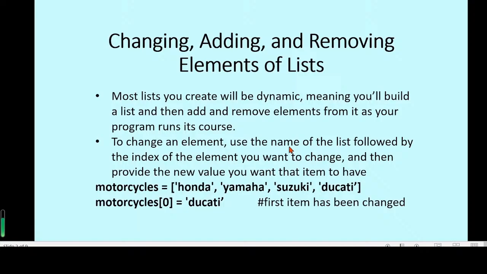Most lists you create will be dynamic, meaning you will build a list and then add and remove elements from it as your program runs its course. To change an element, use the name of the list followed by the index of the element you want to change, and then provide the new value you want that item to have. For example, this is the original list with 4 car brands, and we can change the first element of this list to another value.